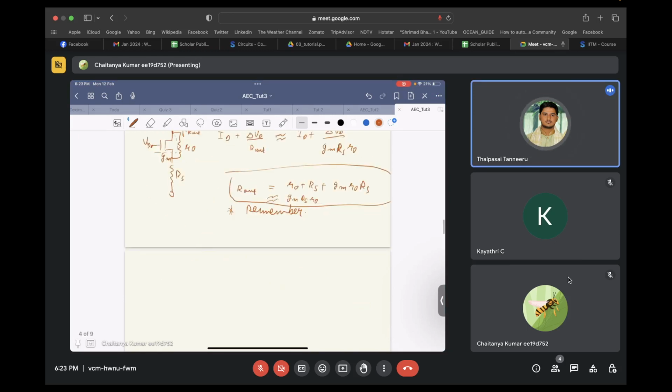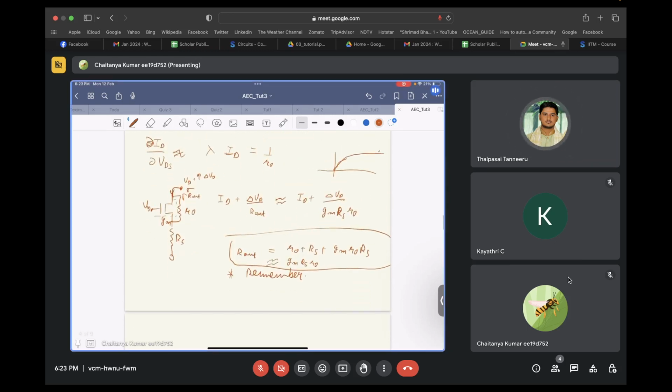So basically, you got to know that the cascode basically helps you with, what does it help you with?